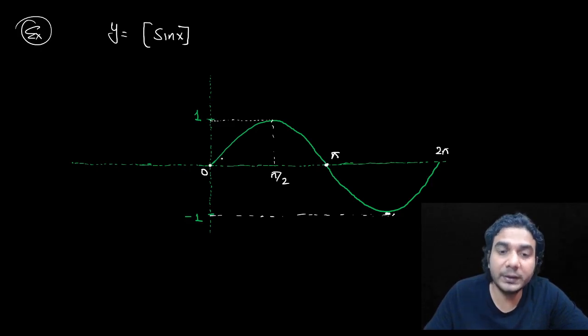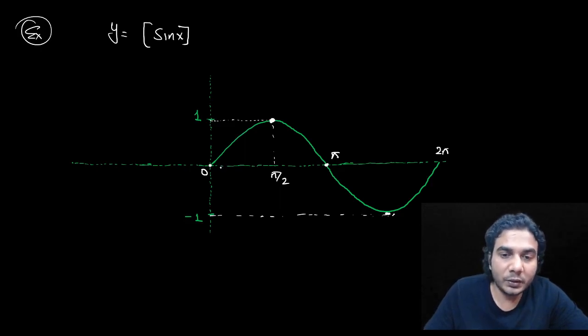Okay, they are not achieving. It will achieve 1 at pi by 2, so we are leaving that point, because at pi by 2, greatest integer of sine x will be 1 only, because greatest integer of 1 is 1. So you can see this white colored graph is a graph of greatest integer of sine x.